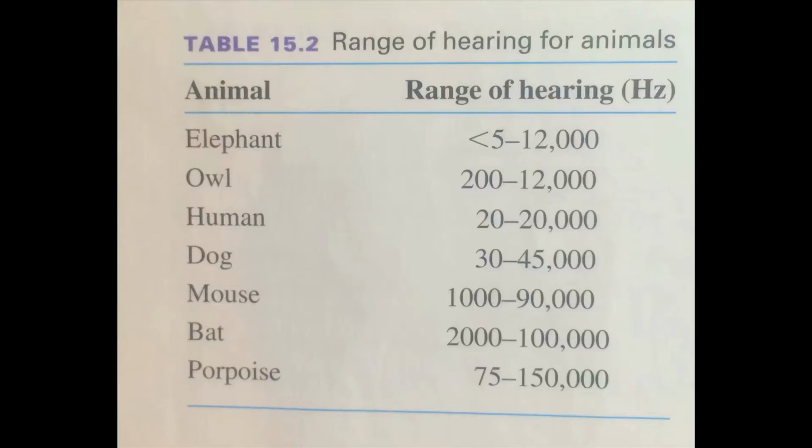This table shows the range of hearing for different animals. If you look at human, anything below or above 20,000 Hertz would not be audible. Elephants use a very low frequency to be able to hear each other over very far distances, whereas bats use a very high frequency, which is better for things like echolocation. These very high frequency sounds that we cannot hear are called ultrasounds.